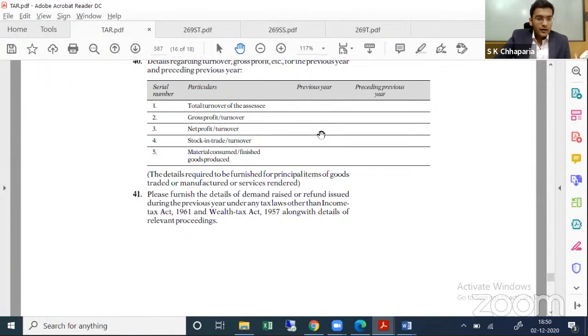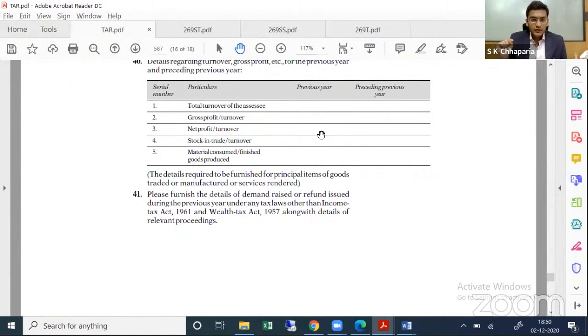Now, clause 41 is on the details of demand raised and refund issued. This clause firstly requires that we take an MRL from the deductor, from the assessee, to understand what has been the pending litigation for that particular assessee. Based on the MRL, we may refer to the refund order, any demand order that has taken place, and accordingly make our observations and our reporting in this particular clause. Clause 41 largely depends on the information that has been provided to us from the assessee.